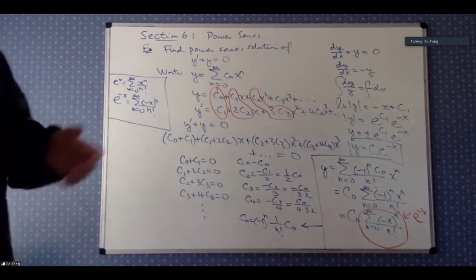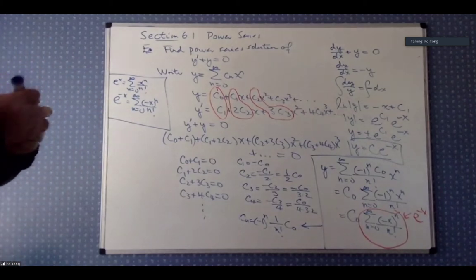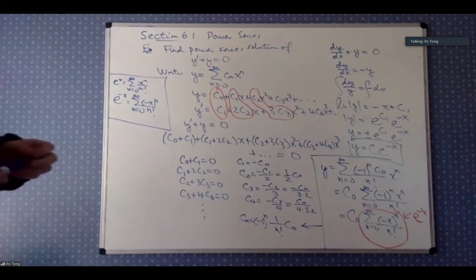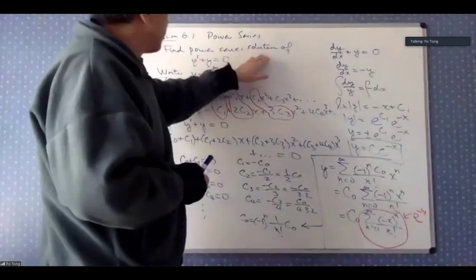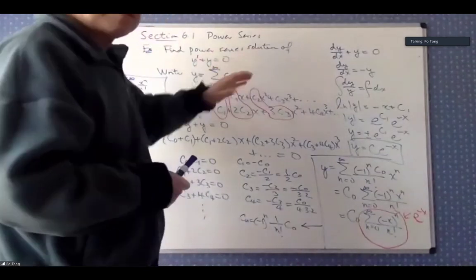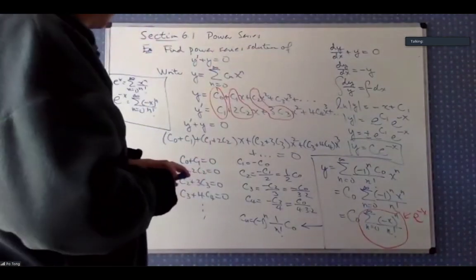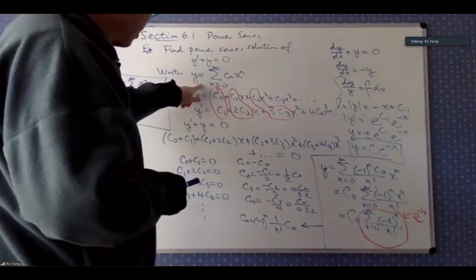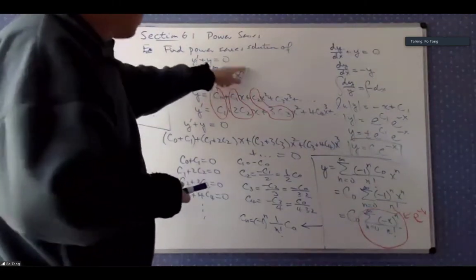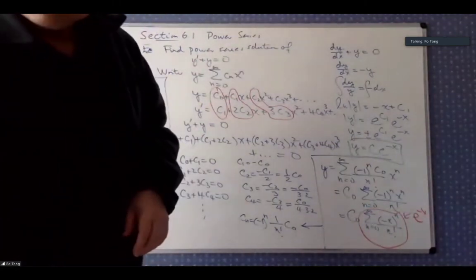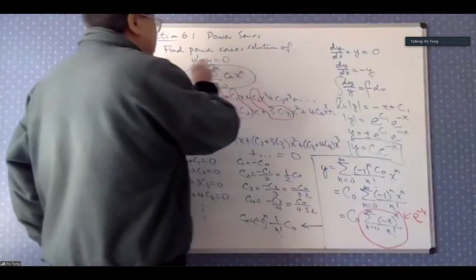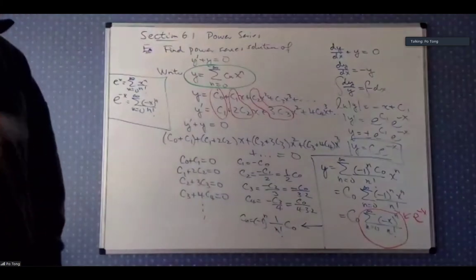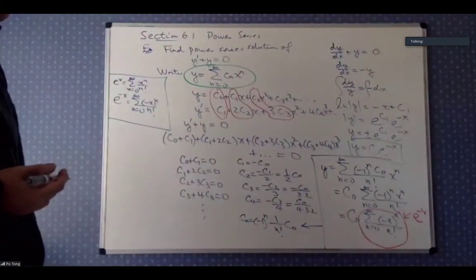So let me review it. For this type of problem, when we want to find the answer in terms of a power series method, we will assume the solution can be written as a power series. Assume the solution has that form, okay?